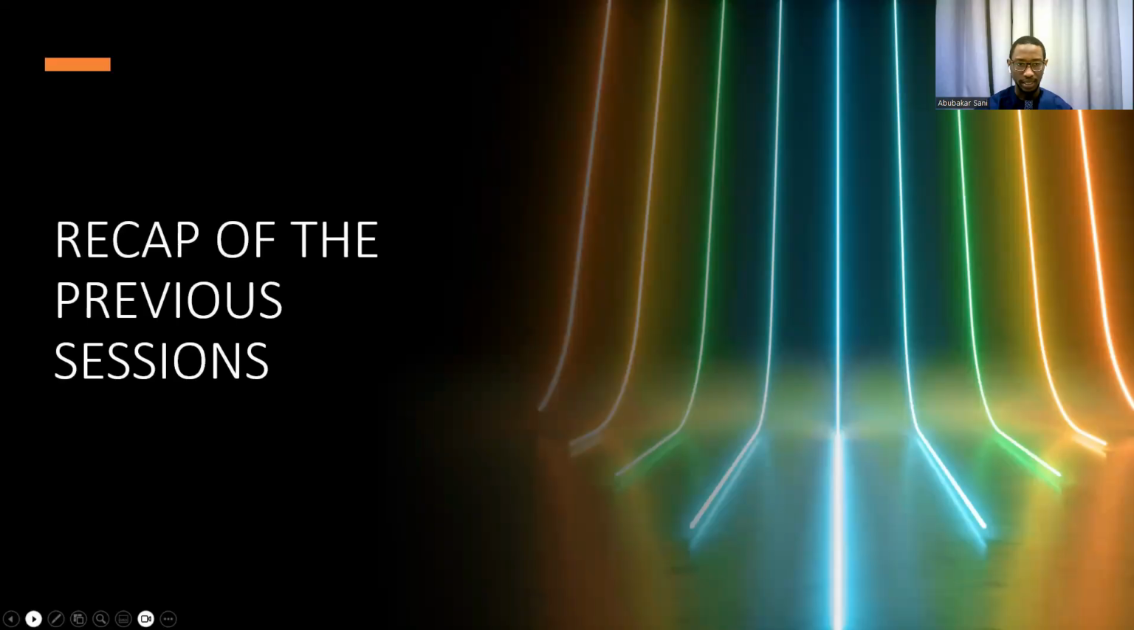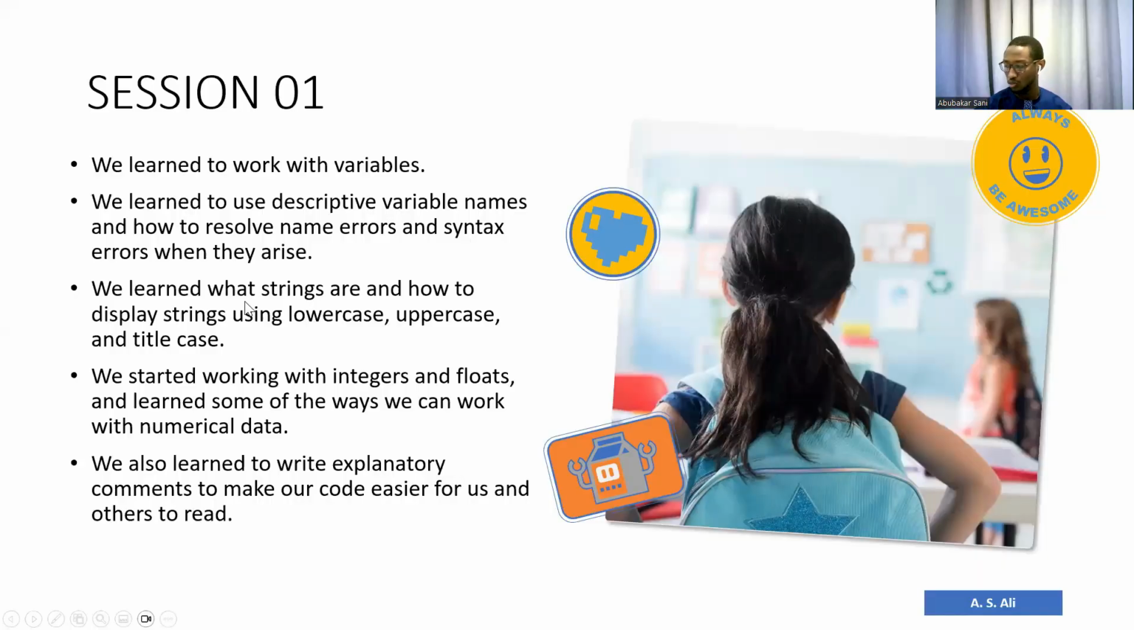So let's quickly recap what we've learned in previous sessions. In session one, we worked with variables. We know how to create variables, and we also talked about using descriptive variable names to resolve name errors and syntax errors. We have looked at strings. These are alphanumeric text that you provide, for example, names of people, places, and stuff like that. We know how to take a string and convert it to lowercase, uppercase, or title case, and other things. We have also looked at integers and floats.